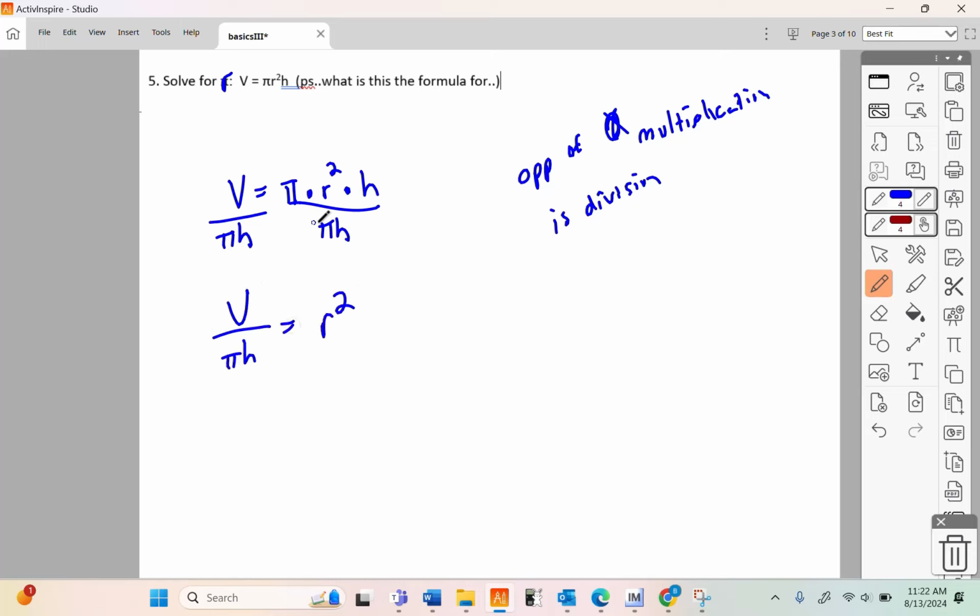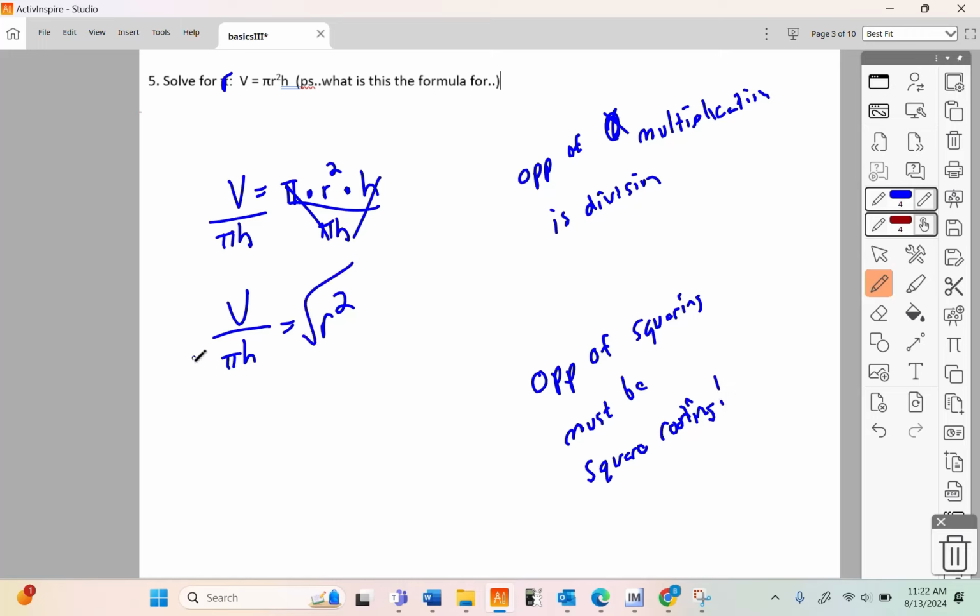Anyway, so now I've divided out the pi's and the h's. I'm left with r squared. And the opposite of squaring must be square rooting. It must be. So I take the square root of the right, and if I take the square root of the right, I have to take the square root of the left. Now the square and the square root cancel each other out and free up r. And here we have volume divided by pi times the height is r. It says, P.S. What is that the formula for? That is the volume of a cylinder.